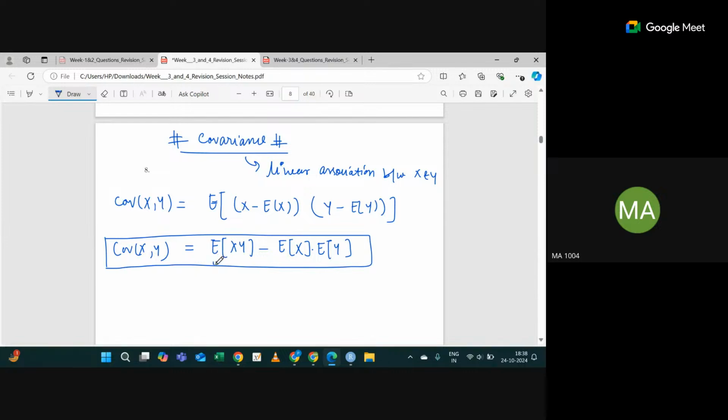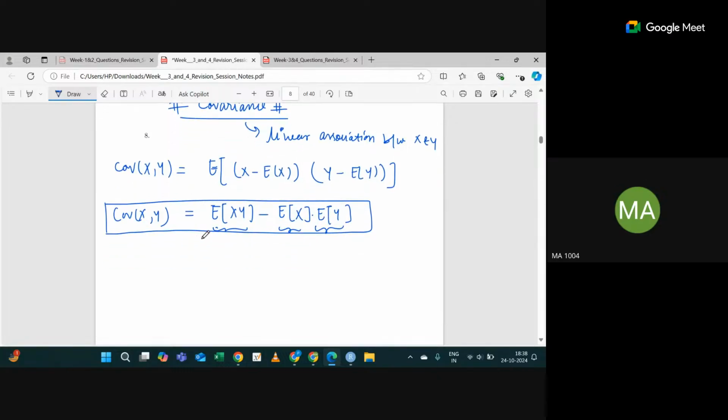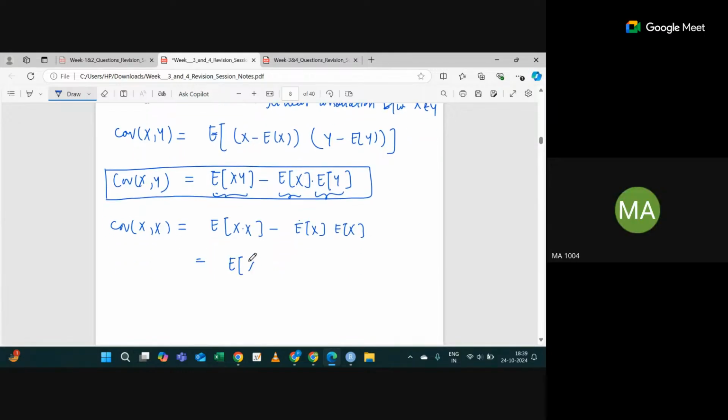I mean, calculate x into y, and for this part you have to multiply with the joint probability. Expectation of x you know how to calculate, expectation of y you know how to calculate. One key thing you can observe here: what if I ask the covariance between x comma x? It will be expectation of x square minus expectation of x whole square. Not zero, do not say anything blindly. That gives you the variance of x.